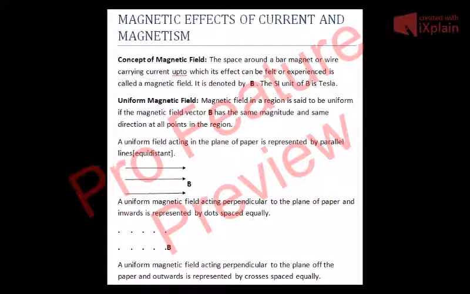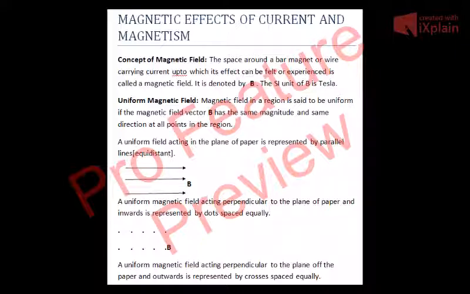So today I have picked up another chapter for class 12th, that is magnetism and magnetic effects of current. Today we are going to discuss magnetism and magnetic effects of current. So what is magnetism and what are the magnetic effects of current?